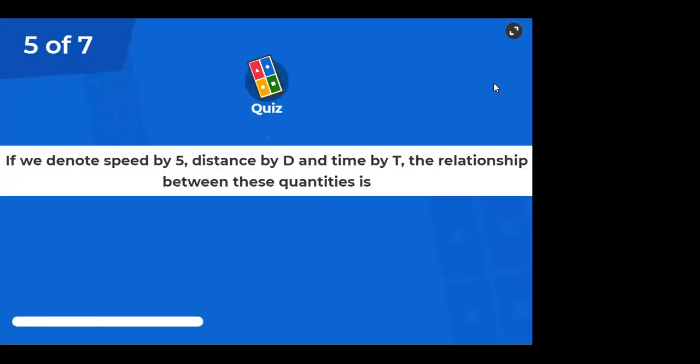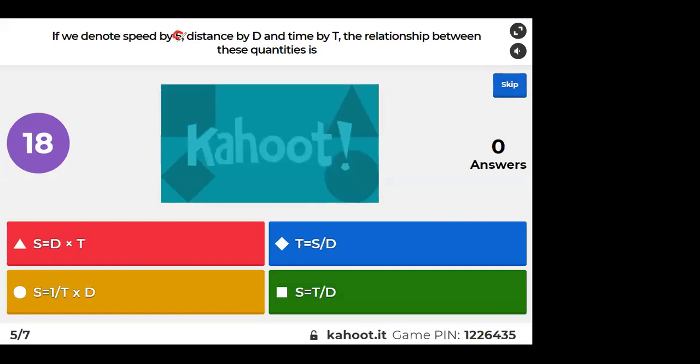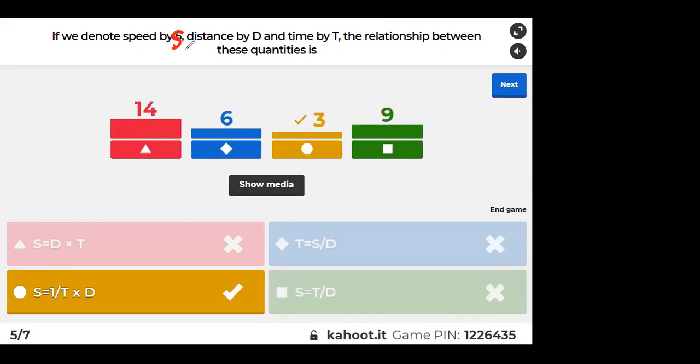If we denote speed by s, it is not 5, it is s. Guys, it is s. Distance by d and time by t. Then the relationship is, what is the formula, guys? That is what is asked. Formula. Yes, very good. Speed is equal to distance by time, na?